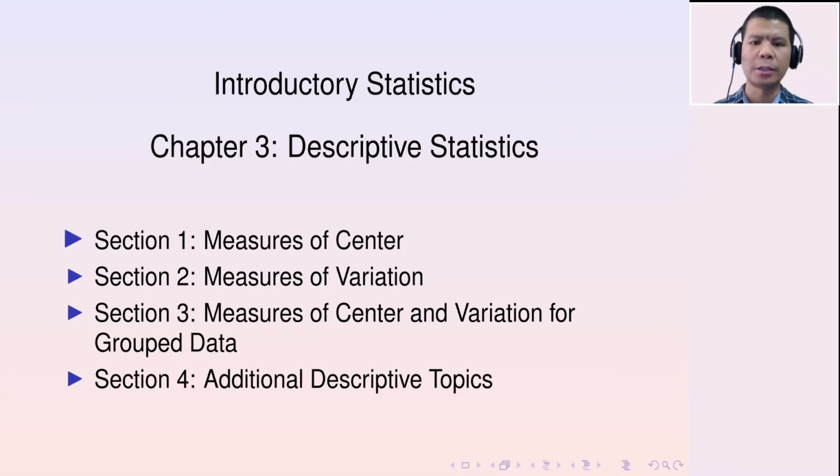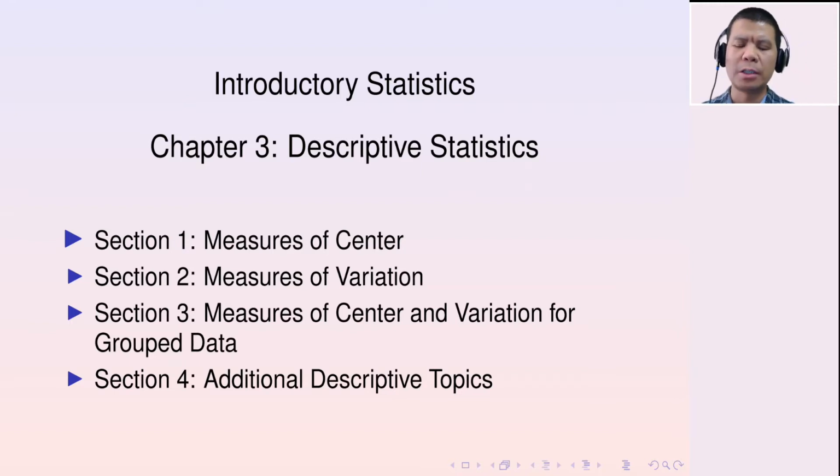Now, in the last lecture, we talked about some graphical representations of the data, such as the histogram, the frequency polygon, the ogive, or the stem and leaf display, and so on. In today's lecture, we are going to introduce some descriptive statistics. In section 1, we will talk about some measures of center, and then in section 2, we will talk about some measures of variation.